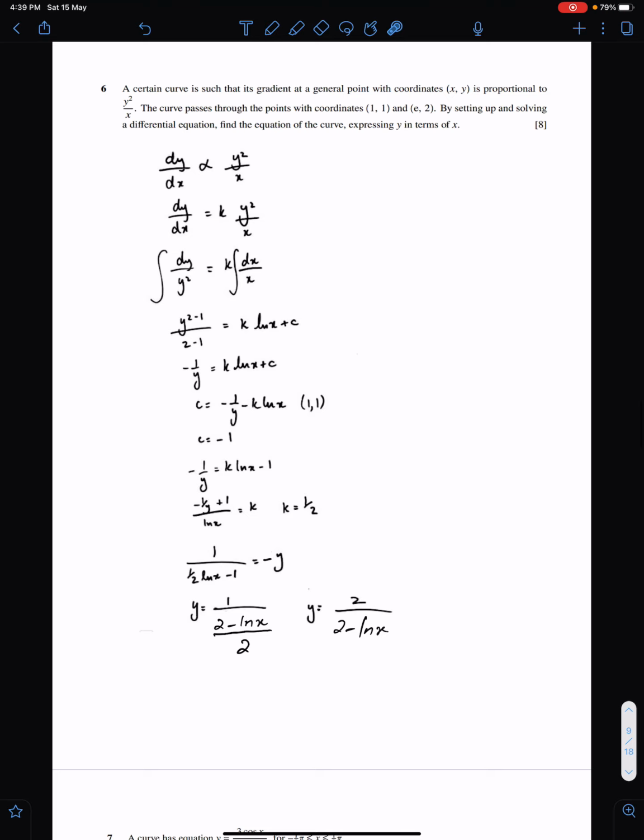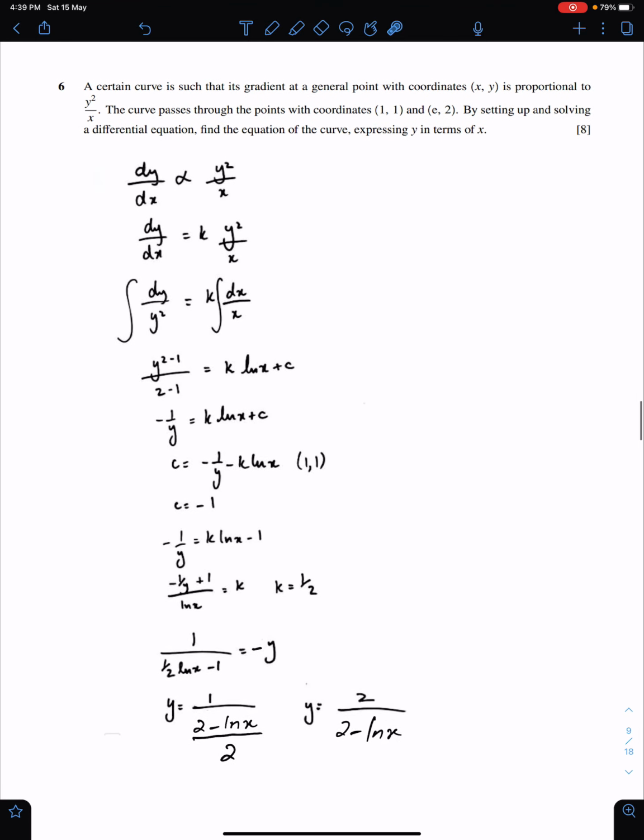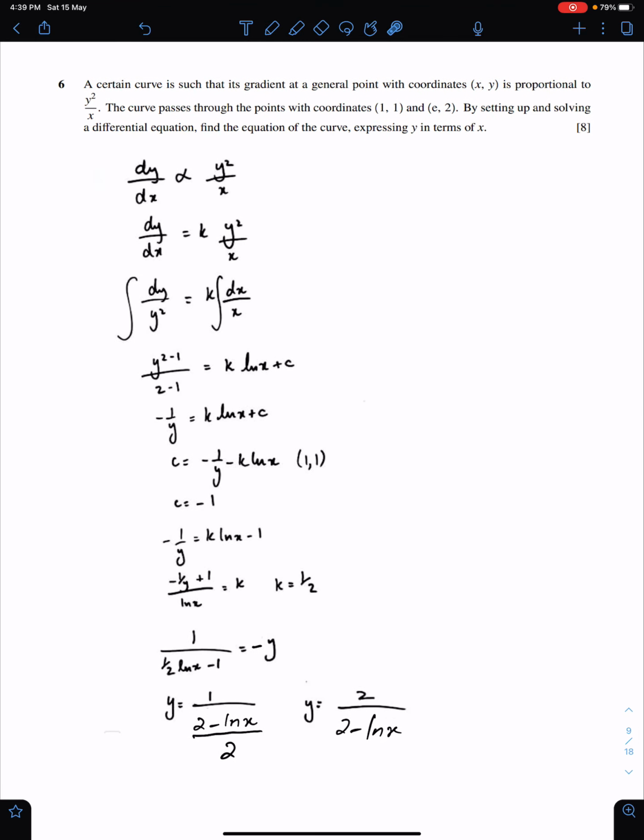Next question, number 6. A certain curve is such that its gradient at a general point is proportional to y square upon x, meaning dy upon dx is proportional to y square upon x. The curve passes through the points (1, 1) and (e, 2). By setting up and solving a differential equation, find the equation of the curve expressing y in terms of x.